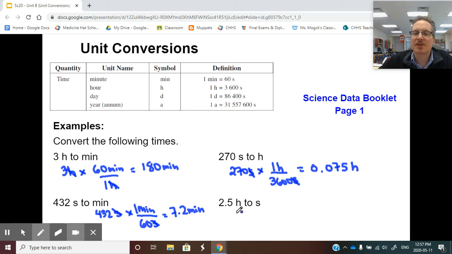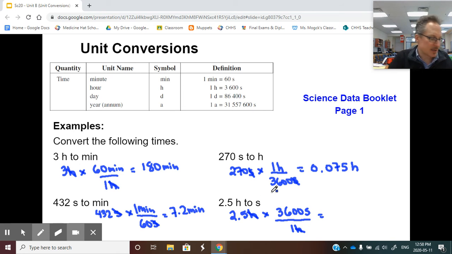Again, try the last one for yourself. 2.5 hours. We know the connection between hours and seconds. So this time I'm going to put the seconds on top because that's what we're trying to find. 3,600 seconds in 1 hour. This time we're going to multiply across the top. 2.5 times 3,600. And my answer is 9,000 seconds.